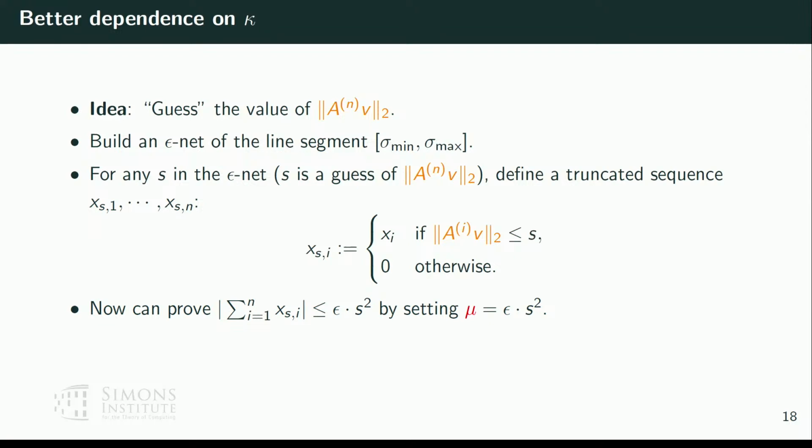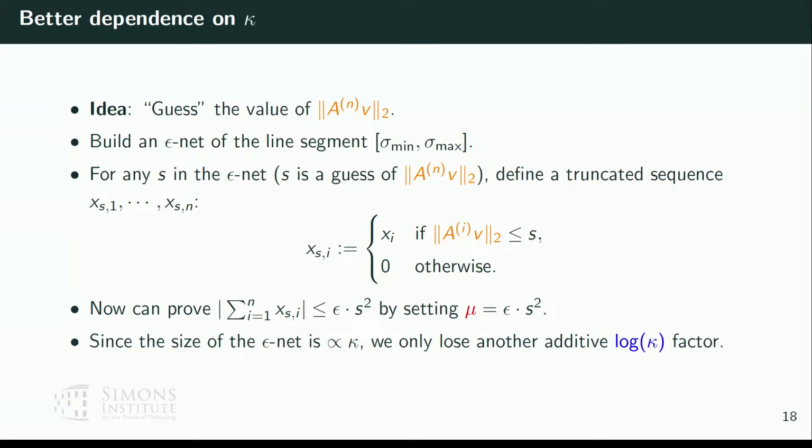And then for any of those truncated sequences, we can prove concentration now because we can just set mu to be epsilon times s squared. Now, s is our guess, so it's a fixed thing. And we can prove this for all s in the epsilon net. But then we again need to sum all the failure probabilities of all these guesses by using the union bound.